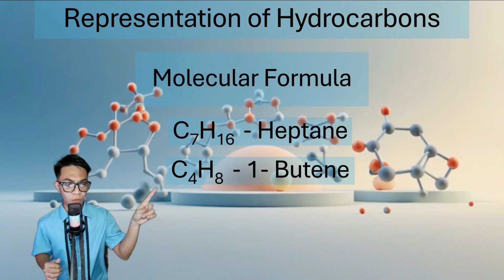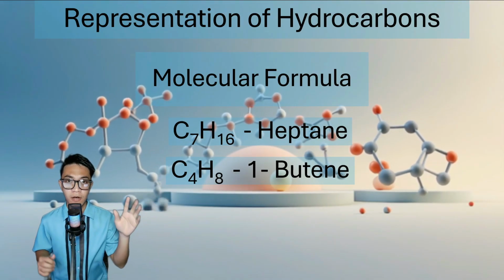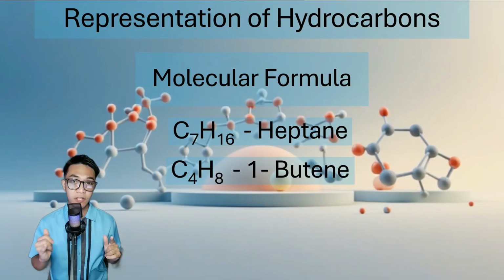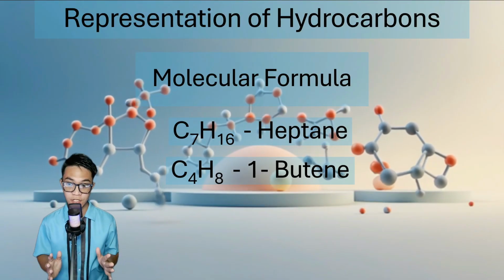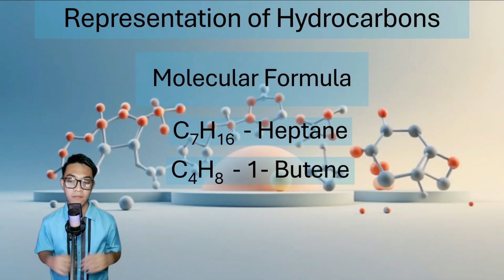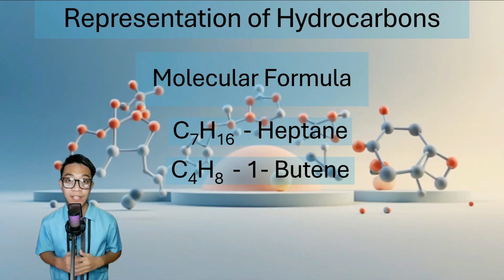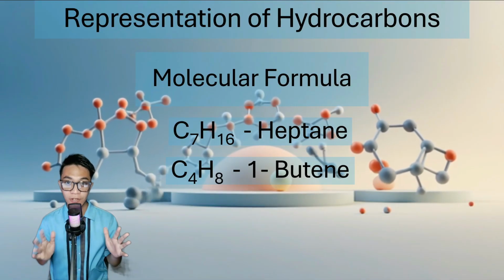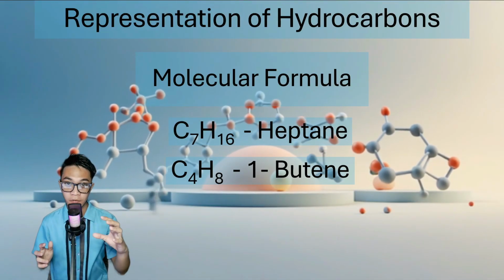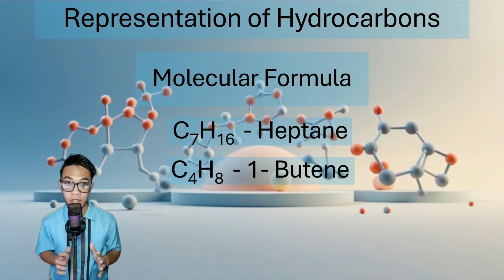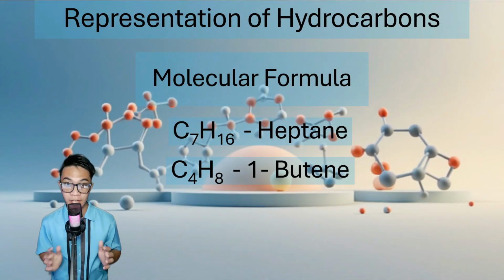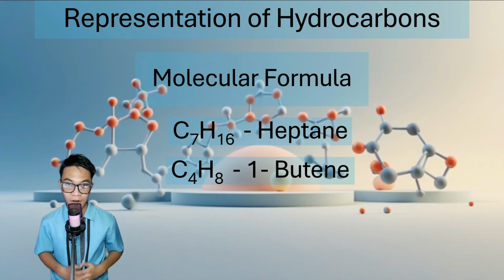As you can see in our examples, for the heptane, we have 7 carbons and 16 hydrogens. For the 1-butene, we have 4 carbons and 8 hydrogens. So as you can see, we have the specific type of element and the number of atoms present for each kind of element within the organic compound.